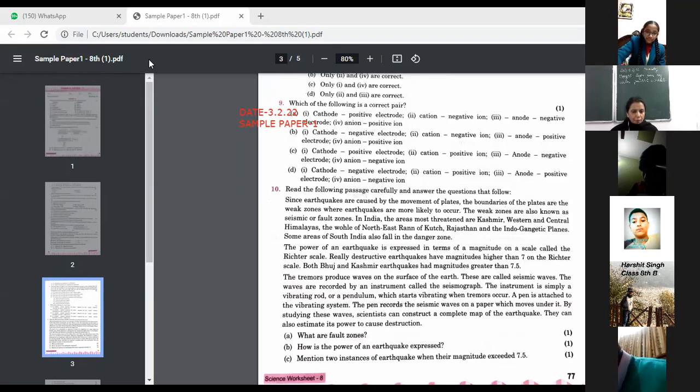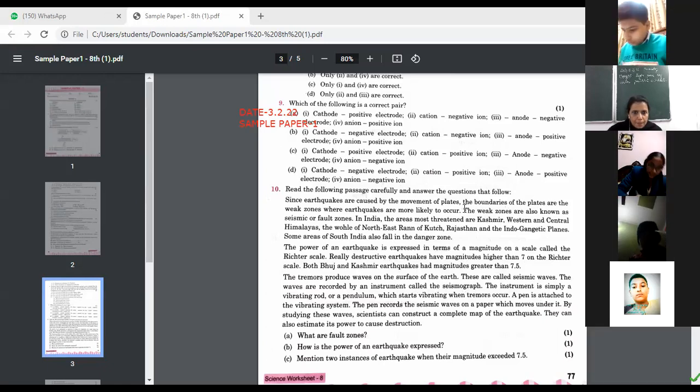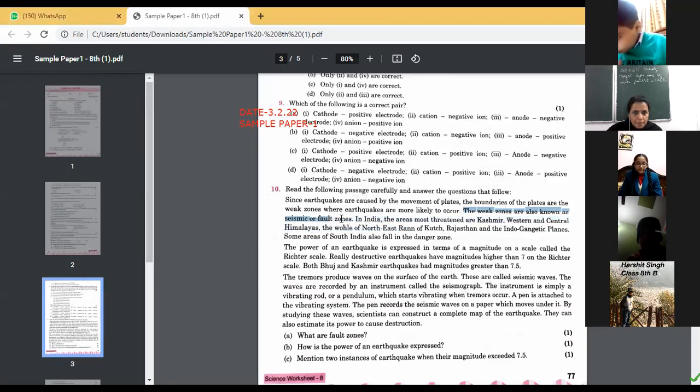Okay, beta. Okay, fine. So here are a few of the questions based on this paragraph. What are fault zones? Can I have the answer? What is a fault zone? Ma'am, the weak zones are also known as fault zones. Weak zones of plates where earthquakes are most likely to occur. Yes, very good. Weak zone where the earthquake is most likely to occur, that is known as a fault zone.